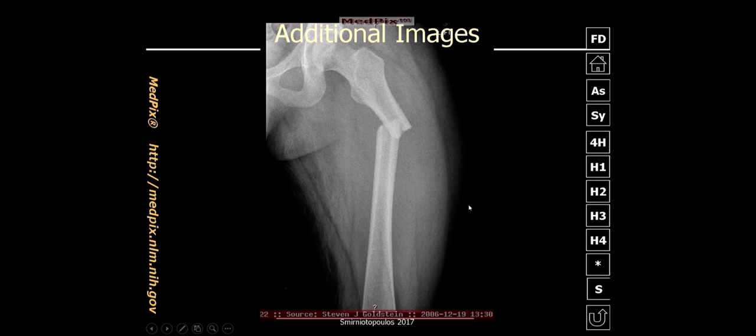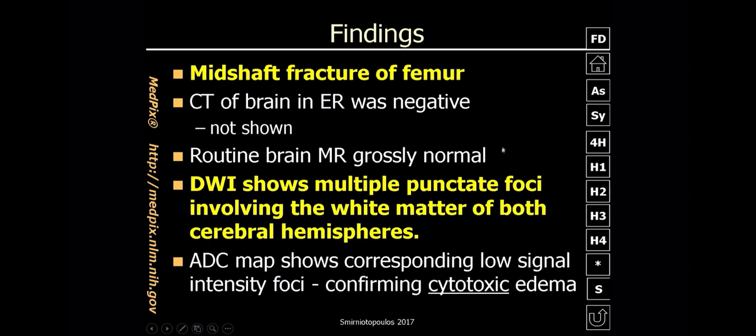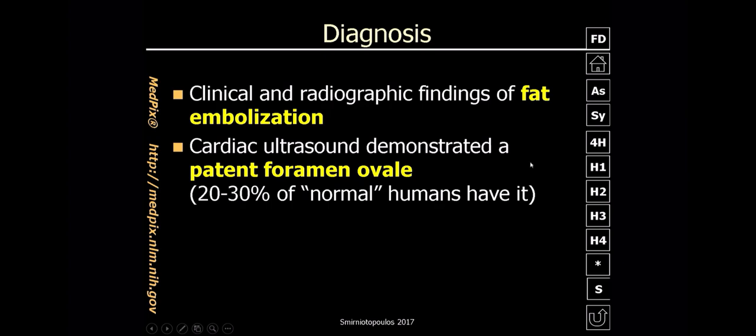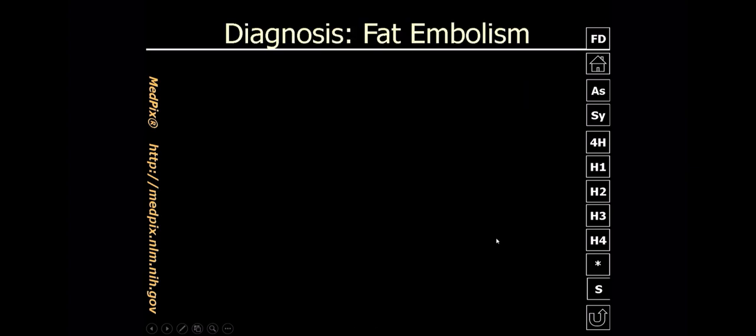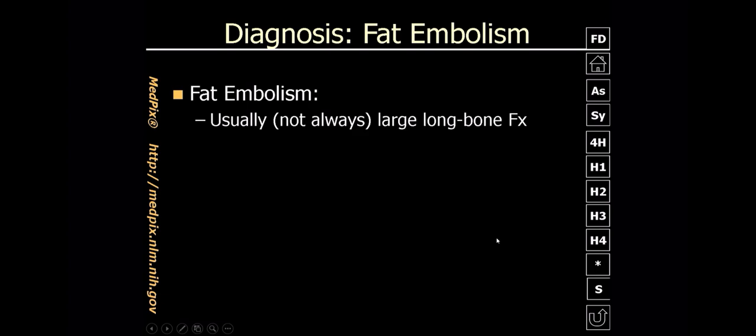Fat emboli are very, very common, but fat emboli syndrome is much less common. So this patient had a midshaft fracture of the femur, had multiple punctate lesions in deep white matter. The patient did have an echo that showed a patent foramen ovale, but about 20 to 30% of normal walking, talking humans on planet Earth also have a patent foramen ovale. And you don't have to have a patent foramen ovale to have fat embolization. So the patient had fat embolization.